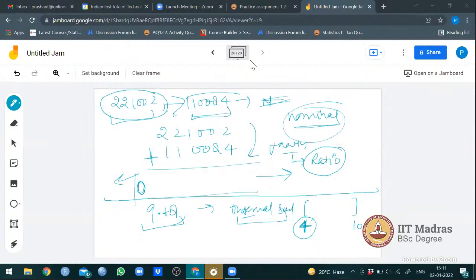Next one is Sri Vidya. Would marks obtained by a student be a continuous or a discrete variable? It's discrete.